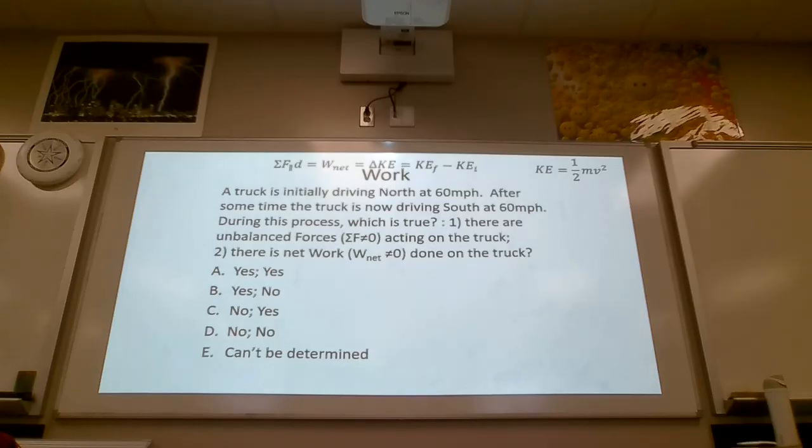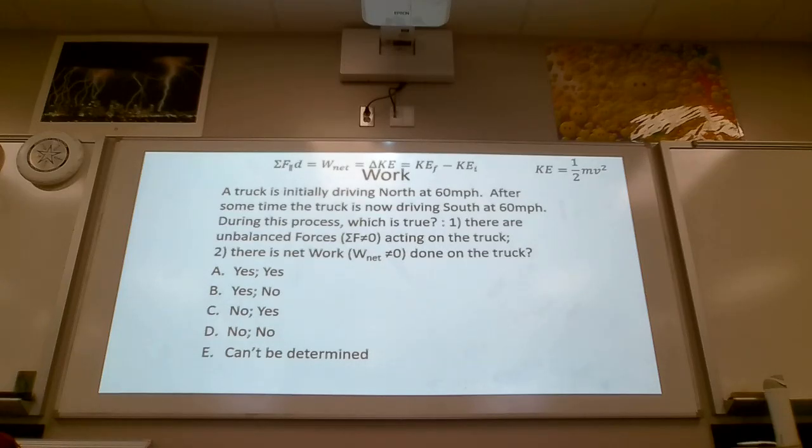No. Inertia wants to maintain a constant speed and move in the same direction. Have a constant velocity. This is not a constant velocity. Okay? So there has to be an unbalanced force. Does that make sense? To make inertia do what it doesn't want to do.